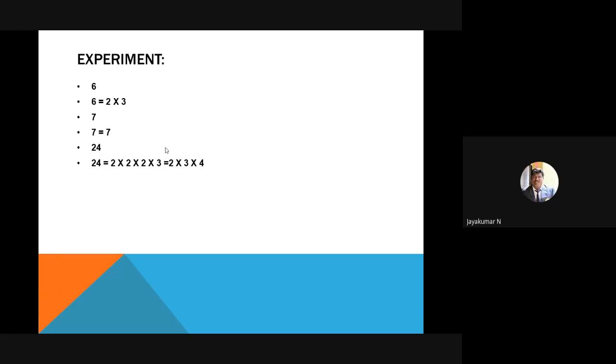Sir, a composite number will be a product of primes. Okay, product of primes. What about the prime number? What about the 24? 2, 3, 2 into 3 into 4.